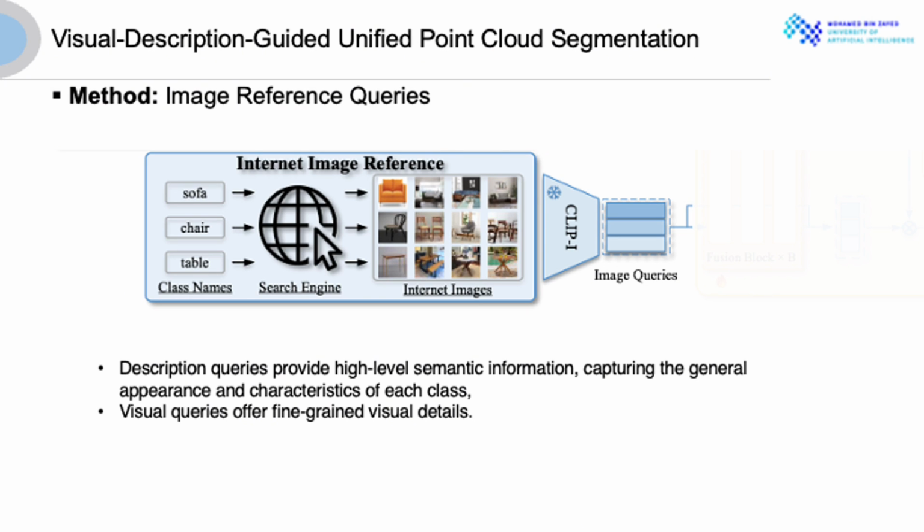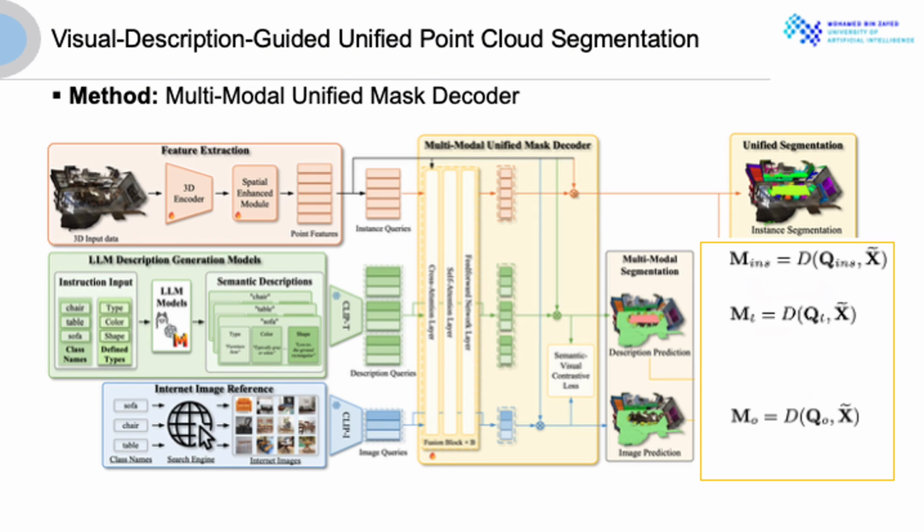Together, they complement each other and enable the model to learn more discriminative and robust representations. After constructing the instance queries, descriptive queries, and image reference queries, we feed them into a feature fusion module to enable cross-modal interaction and integration. Through this module, information from different modalities is effectively aligned and fused. The model then uses these fused queries to generate the corresponding prediction masks, thereby achieving multimodal condition segmentation.